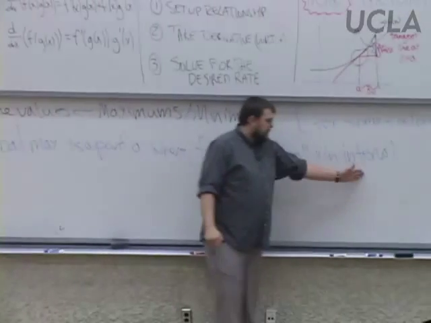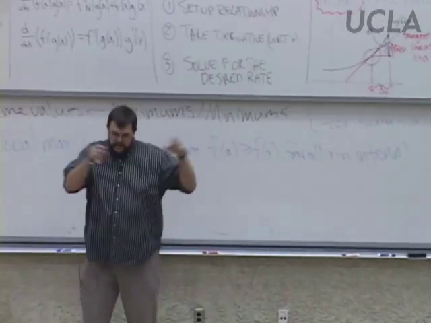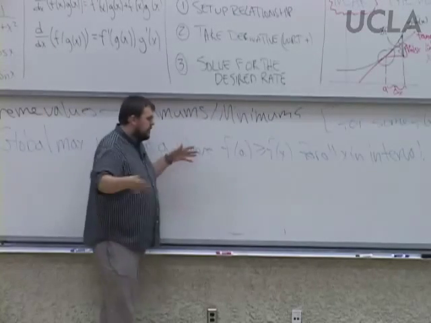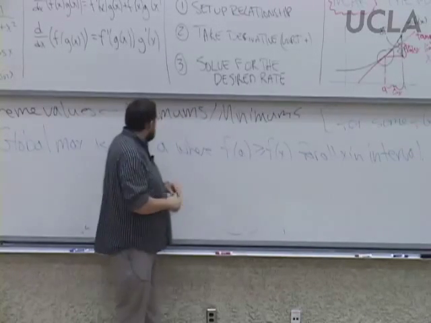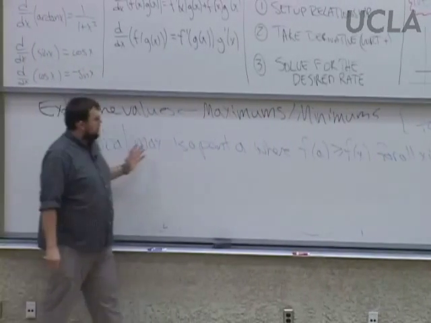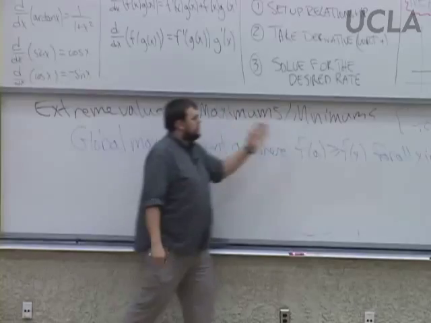So we have this interval. We're restricting our function to some set of values, some range of values. So we may have a function defined on all x, but I'm just looking at this set of x here. Okay, so the max means it's bigger than or equal to everything. Global means it's bigger for everything.